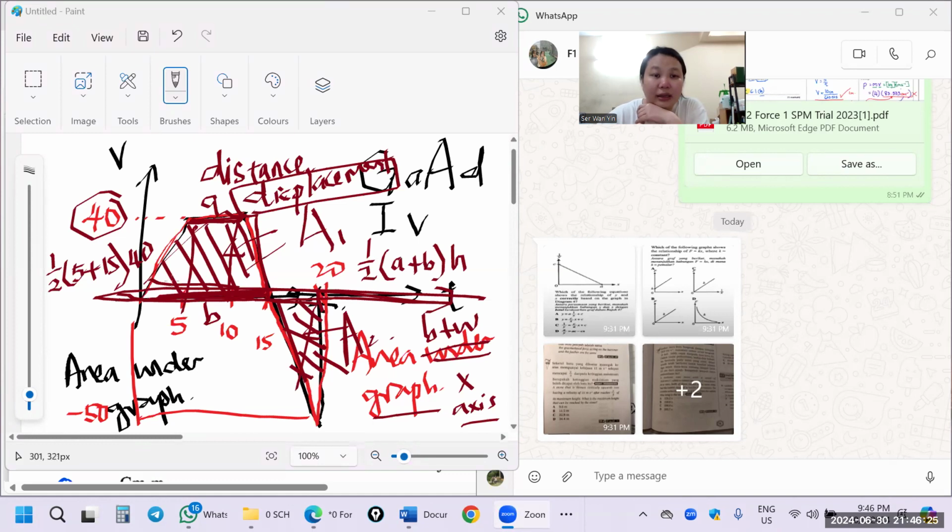The area under graph is the area between graph and x-axis. Then you find the shape, trapezium. This shape is a triangle. Just find the area of the shape only.